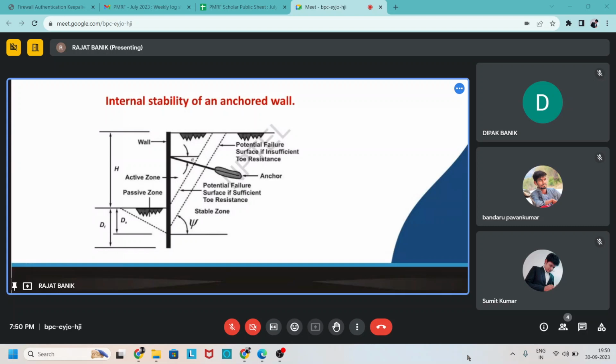And the angle between the potential failure surface and the failure toe resistance is shown, and the depth of the wall in the passive zone is D here, and the depth of the wall above the passive zone is given as H up to the ground surface. And this arrangement is required to find out the internal stability of the wall.